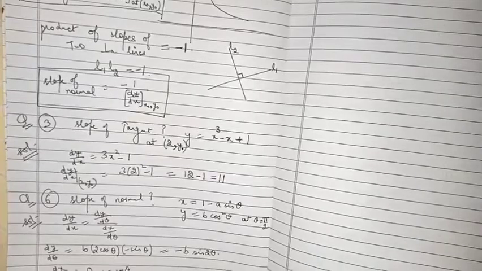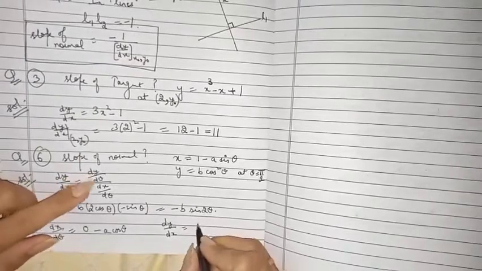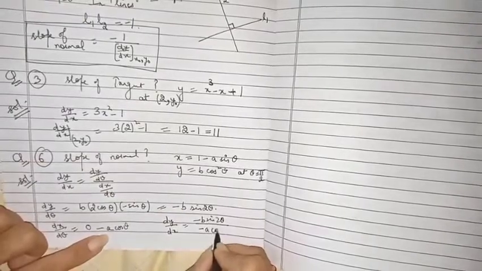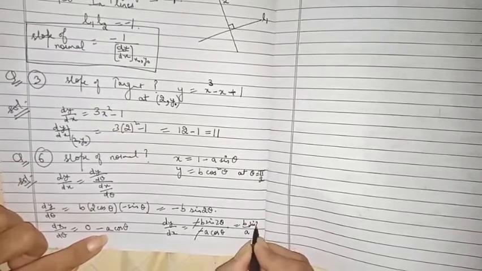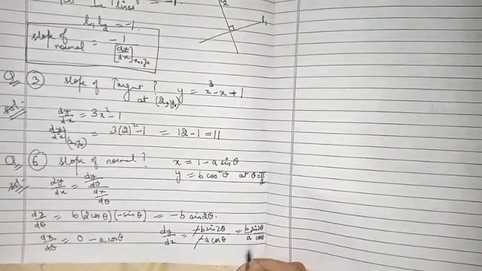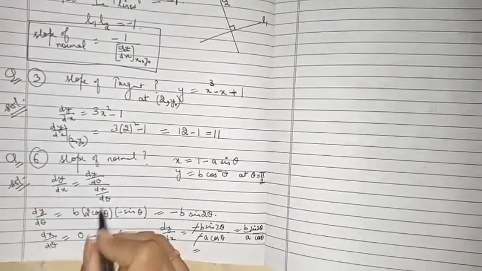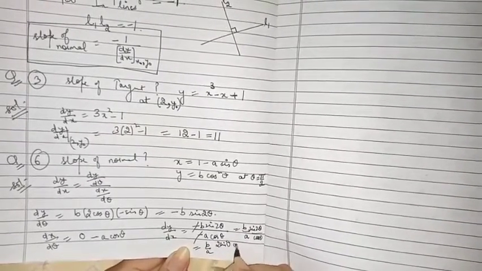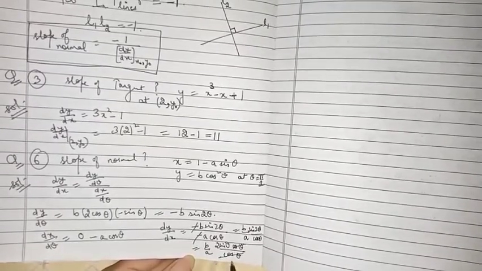Right? So what is dy by dx? It is dy by d theta, which is minus 2 sin 2 theta over minus a cos theta. So it is b over a, sin 2 theta over cos theta. You need not use this formula, because you can easily cancel cos theta with the denominator cos theta. So it is 2 sin theta cos theta over cos theta, and cos theta cancels. You are left with 2b over a sin theta.